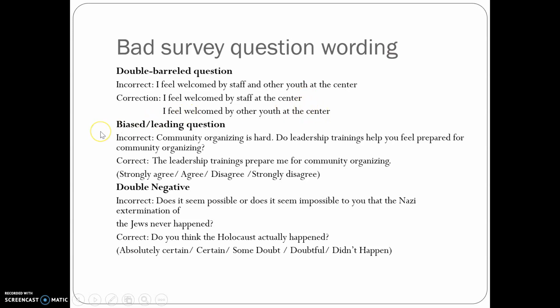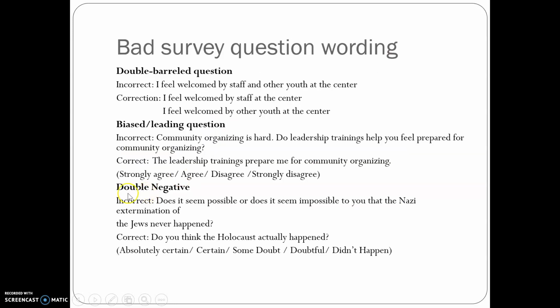The next one is a biased or leading question. If you start by including a judgment statement of your own, such as "community organizing is hard," the person that you are asking this question to will feel like you are leading them towards a certain type of answer. So we're already making it a negative note. Community organizing is hard. Let's complain about that. And so you might end up with more negative answers than you would have if you had just a statement like, "the leadership trainings prepare me for community organizing," and they can select their answer without feeling like they were led or biased into thinking a particular thing in the first place.